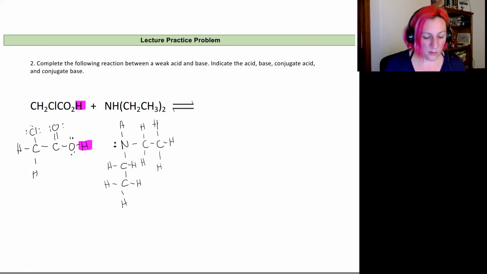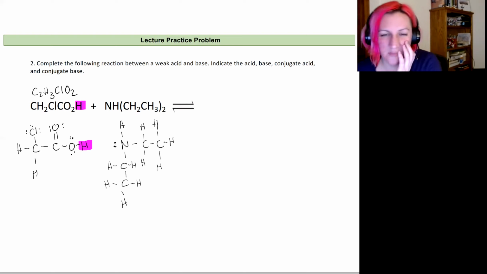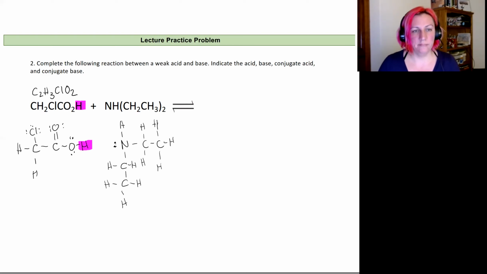Now, one way to write this out, if we were trying to simplify this as best we could, would be C2H3ClO2. And so by writing that hydrogen separately, we're indicating that it's an acidic hydrogen.